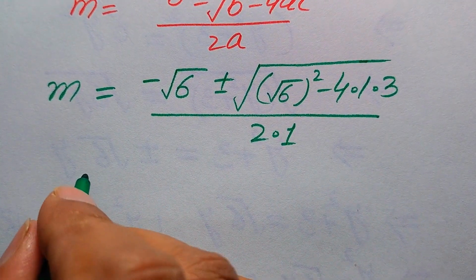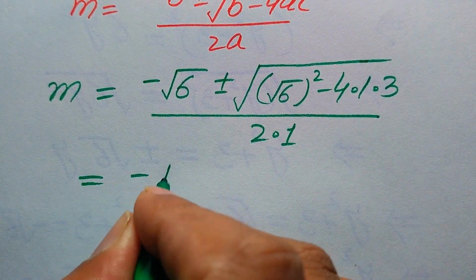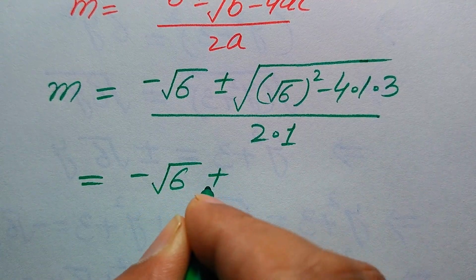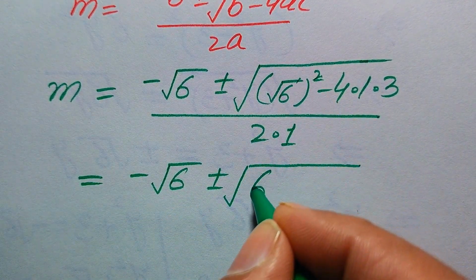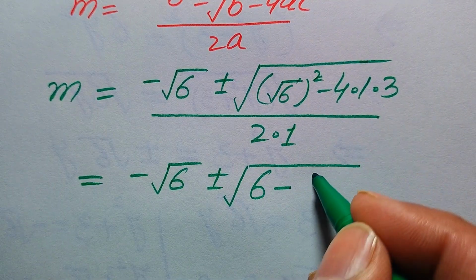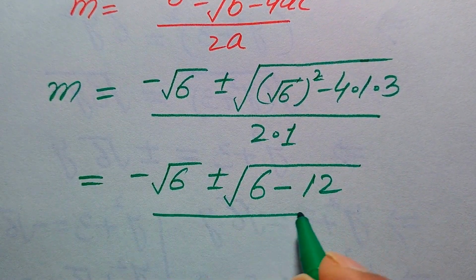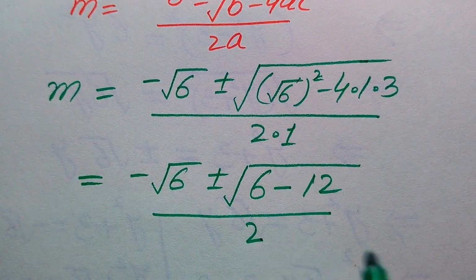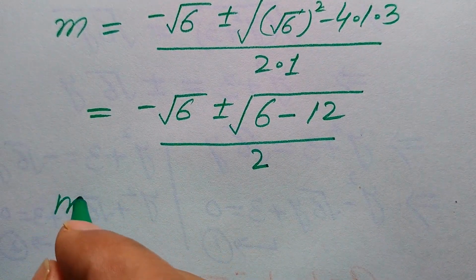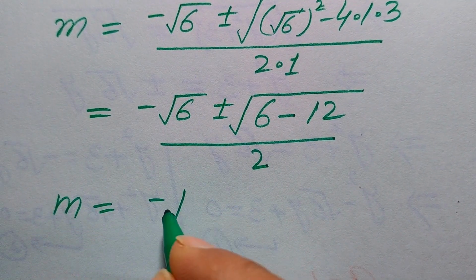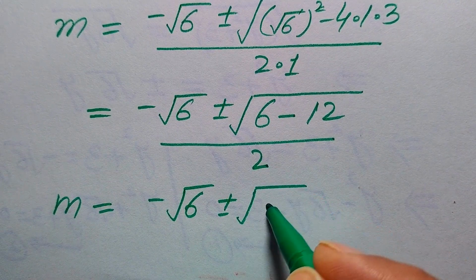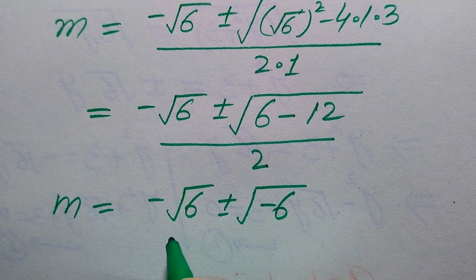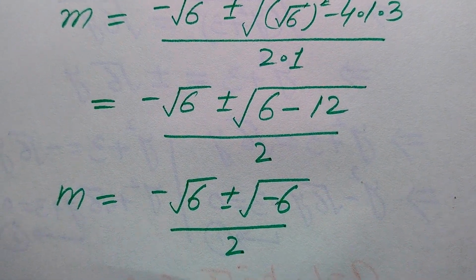which is equal to 1. Further in the next step we have minus square root of 6 plus minus square root of, this square and square root are gone, and we get here 6 minus 4 times 3 becomes 12, and it is divided by 2 times 1 equals 2. So here we obtain m equals minus square root of 6 plus minus square root of 6 minus 12 becomes here minus 6, and it is divided by 2.